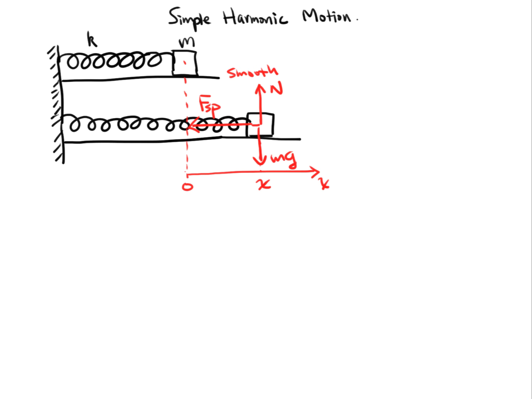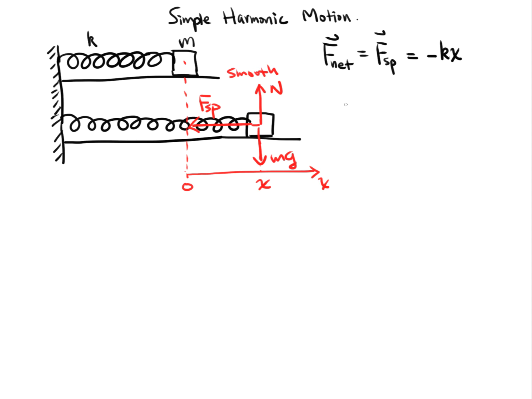So the net force only comes from the spring force. And in our coordinate system, the right side is positive. According to Hooke's law, F spring equals negative kx. So the spring force is pointing to the left side, which is why there's a negative sign here.